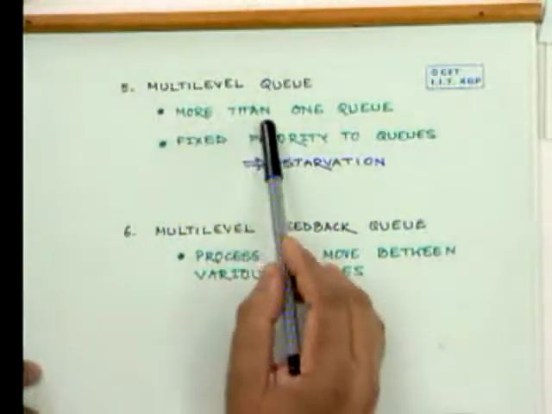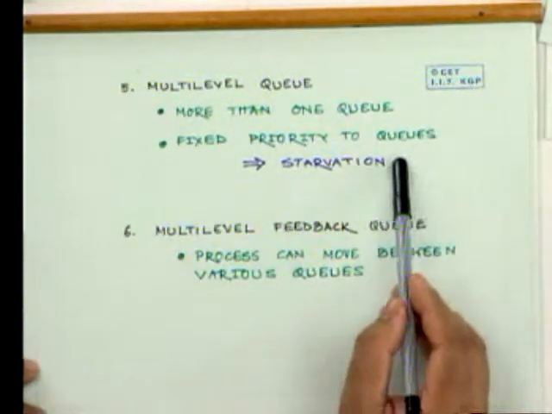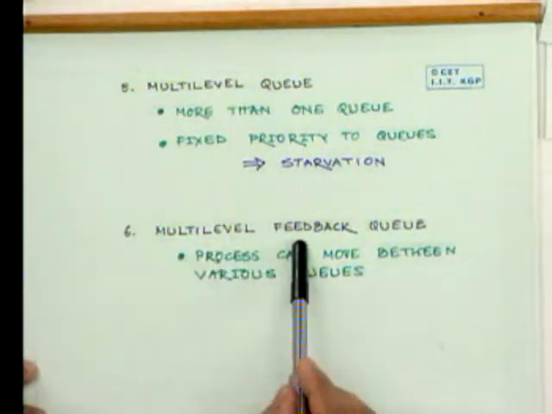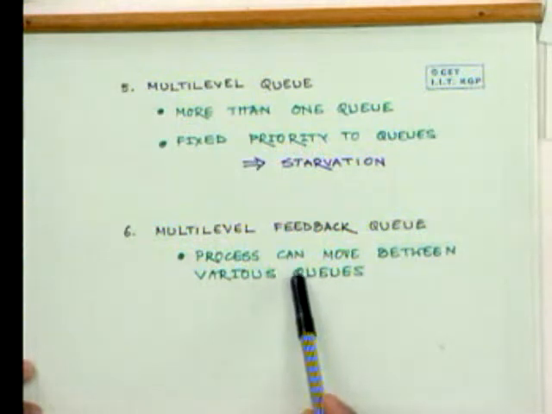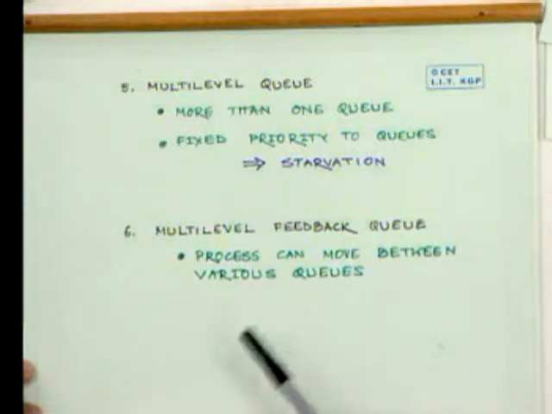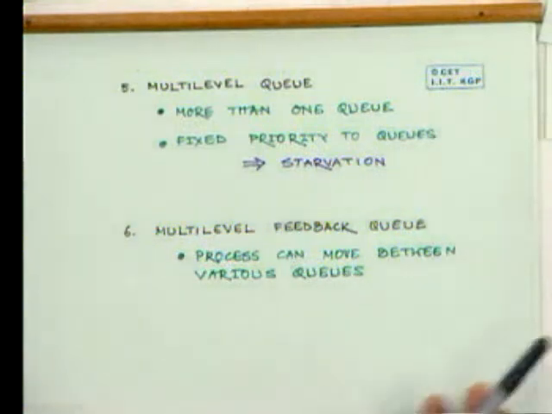And the fifth and sixth one that we have discussed right now, the multi-level queue. Here we have more than one queue, and a fixed priority to queues may lead to starvation, which led to the multi-level feedback queue, where processes can move between various queues. The process can be either upgraded or downgraded in terms of the priority, and therefore in terms of the queue. Now this is so far as single processor scheduling algorithms are concerned.